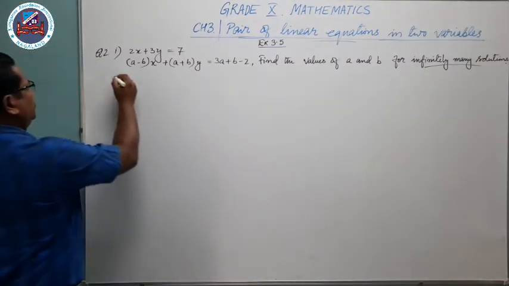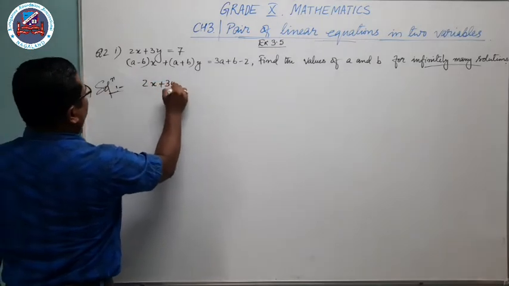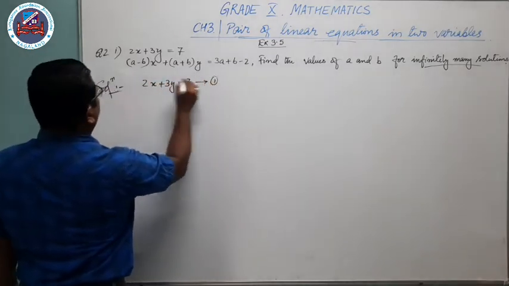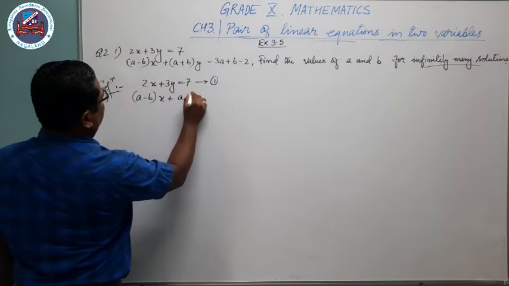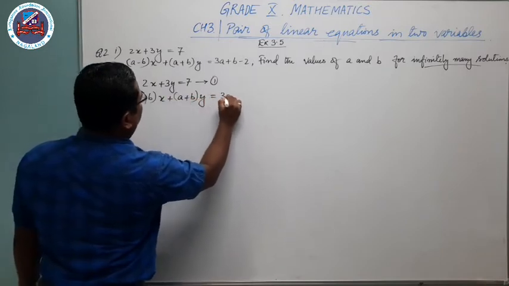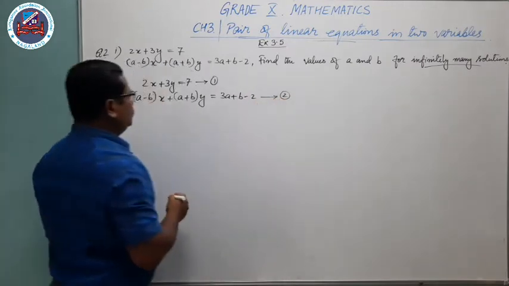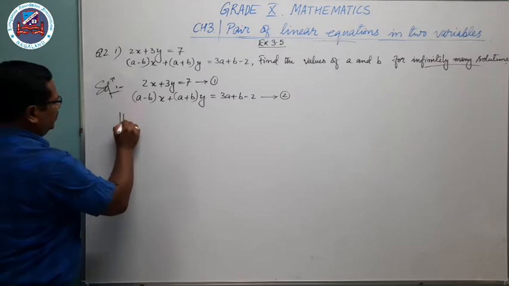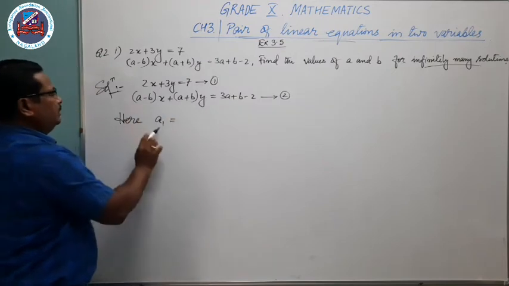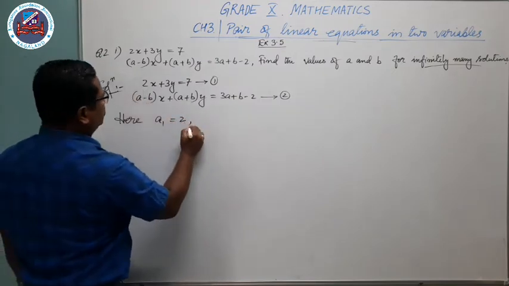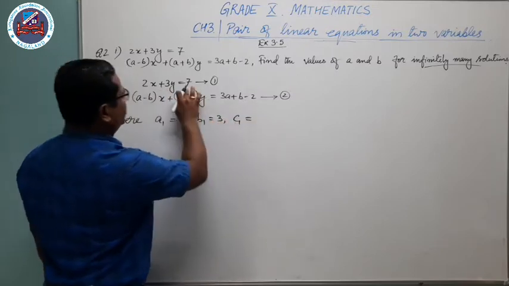To start with, write down the equations: 2x plus 3y equal to 7. This is equation number 1. And the next equation is (a minus b) into x plus (a plus b) into y is equal to 3a plus b minus 2. This is your equation number 2. Now you have to write down the values of a1, b1, c1. a1, the coefficient of x, is 2. b1, the coefficient of y, is 3, and c1, the constant term, is 7.